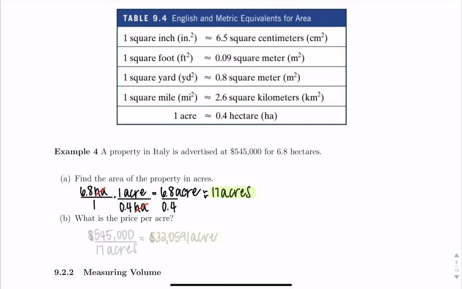What is the price per acre? So we know that the total cost is $545,000 for 17 acres. So we're just going to divide this by 17, which will give us about $32,059 an acre.